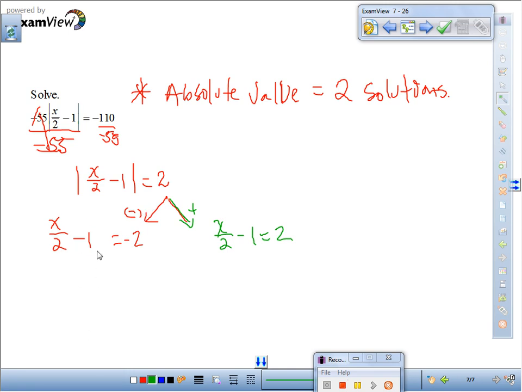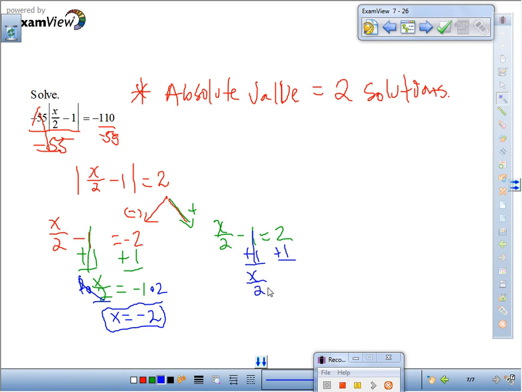So from here, let's solve each equation. This one, I add 1 to each side. We're left with x over 2 equals negative 1. What is the 2 doing here? Dividing, so we need to multiply times 2. This becomes x equals negative 2. Let's solve this one. Plus 1, x divided by 2 equals 3. What's my last step? Times 2, times 2. X equals 6.